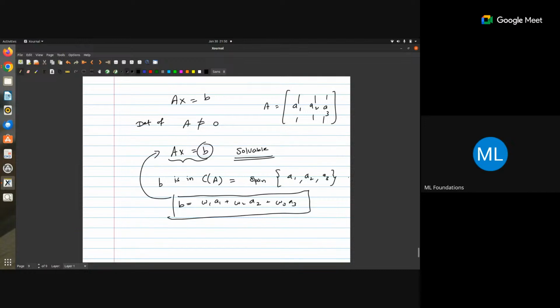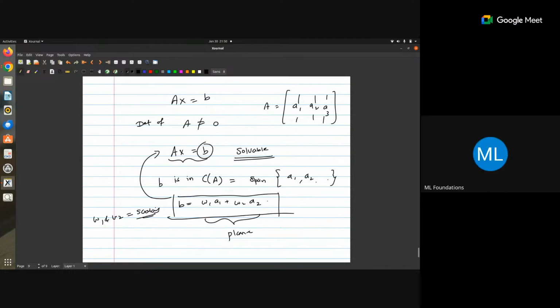Let us say if A was a two-dimensional vector, then I should have written like this, right? And what does this represent? Does this represent a plane? W1 A1 and W2 A2, where W1 and W2 are some scalars. Yeah, it is a plane.